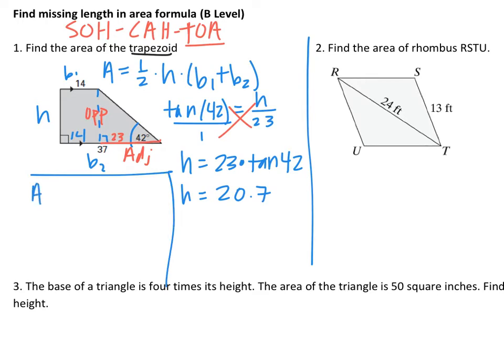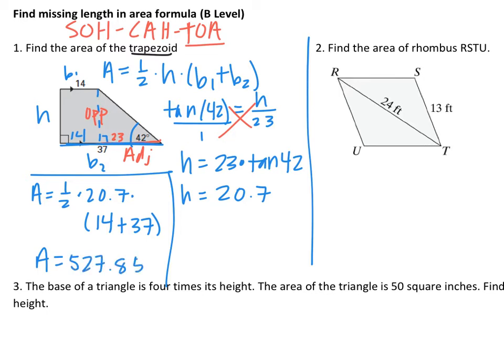So we've got A equals 1/2 times the height, which is 20.7, times, and I'm going to have to do this on another line here, but add up the two bases, 14 plus the entire base now of the trapezoid, 37. Multiply those three things together, 1/2 times 20.7 times the sum of 14 and 37, and we get the area is 527.85. All right, there's our first one.